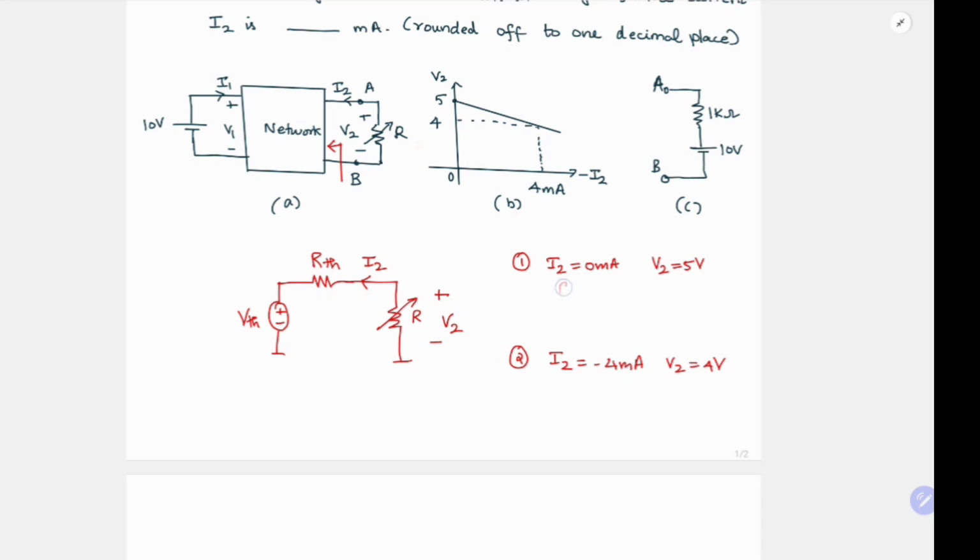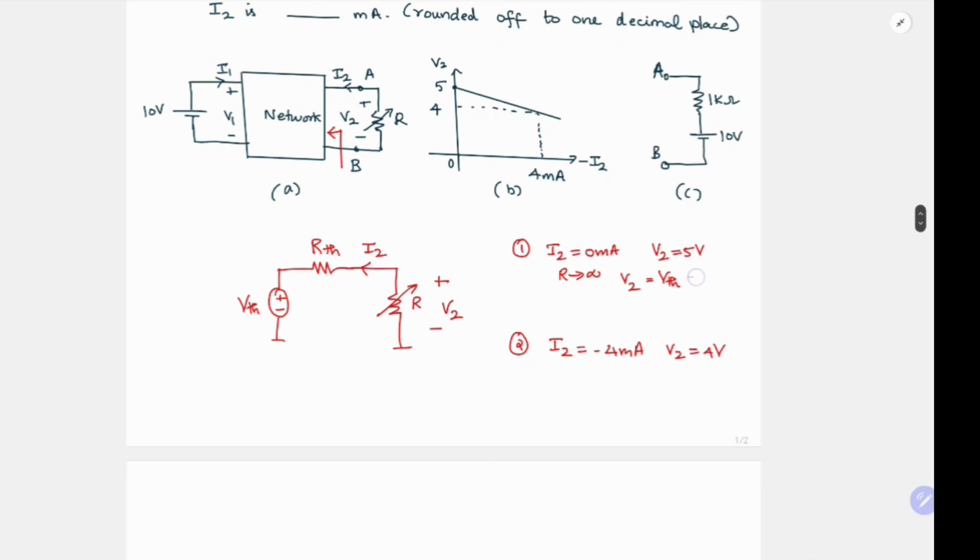So if you consider the first case, when can I2 be 0? I2 can be 0 when R becomes infinite, right? In that case, what is V2? V2 is nothing but VTH. So from the first case, you got the VTH value, which is 5 volt.